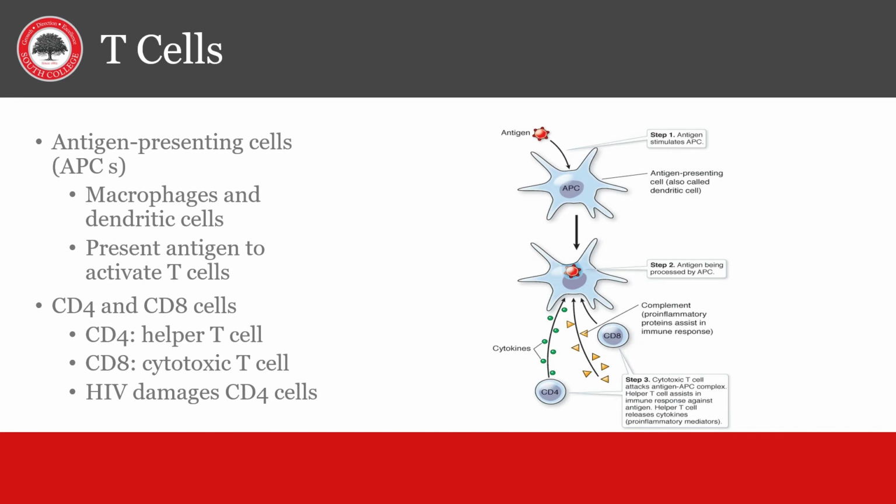T cells are made in the thymus, hence the T in their name. They are activated by macrophages and dendritic cells, which present an antigen. CD4 cells are helper T cells and CD8 cells are cytotoxic T cells. HIV attacks CD4 T cells.